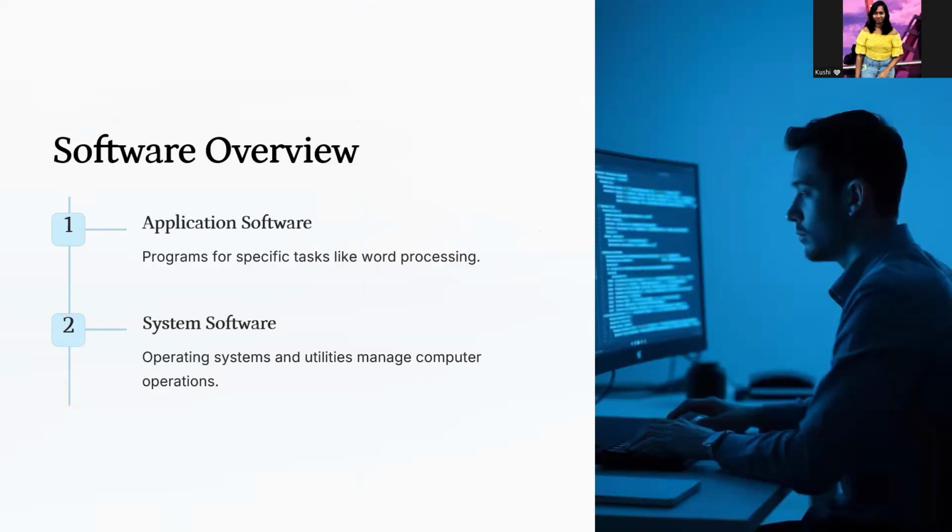Then next one is software. Now let's talk about the software. Software is what makes the hardware useful. There are two main types. First one is application software, another one is system software. Application software like Microsoft Word or a web browser helps users perform a specific task. The system software like the operating system manages the hardware and allows applications to run. Without software, the computer is just a box of components.